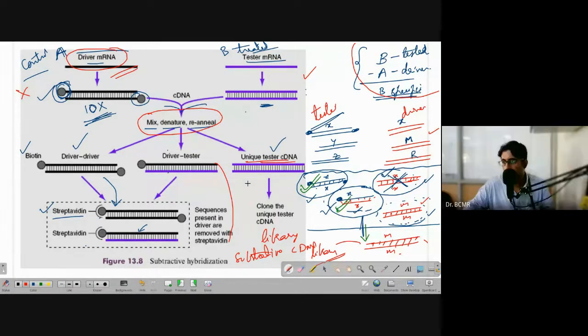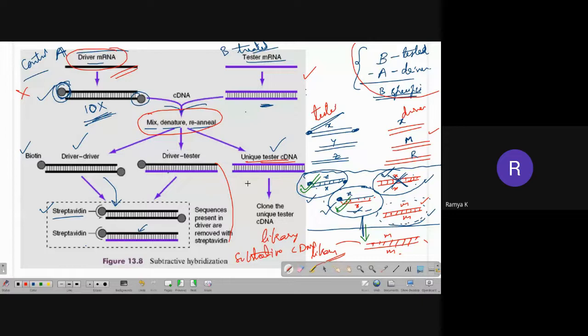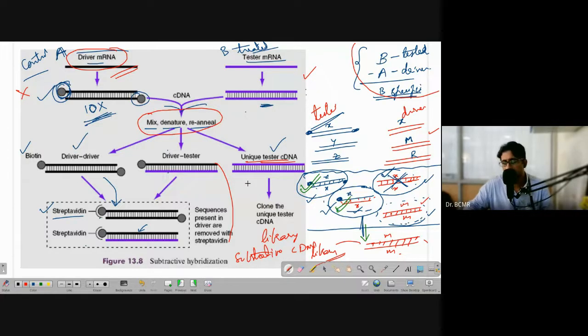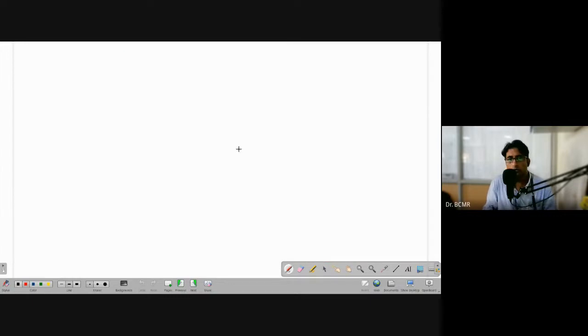Sir? Yes, please, go ahead. Sir, how can the driver and tester base pair, sir? Because they are different genes, no, sir? No, these are mRNAs, right? If I say there is a gene X in the tester and gene Y in the driver, well, gene X in the driver also. Let me go ahead with this. I will go a little more elaborate.